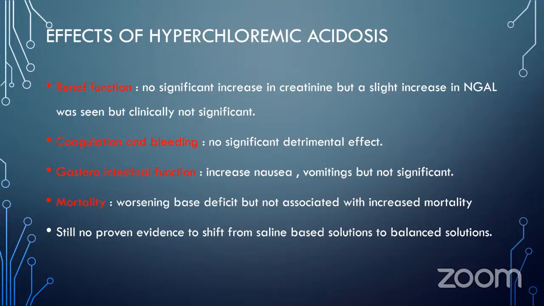What happens to the coagulation and bleeding? There is no significant detrimental effect on the coagulation and bleeding as far as hyperchloremia is concerned. And regarding the gastrointestinal function, you can see a little bit of nausea, but vomiting is not significant. And mortality: worsening base deficit, but not associated with increased mortality. There has been a small meta-analysis comparing different studies, which showed that when you use normal saline compared to balanced crystalloids, your base excess has significantly increased and your GFR has significantly decreased.